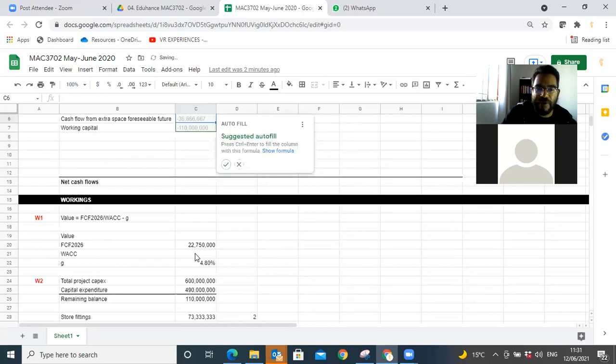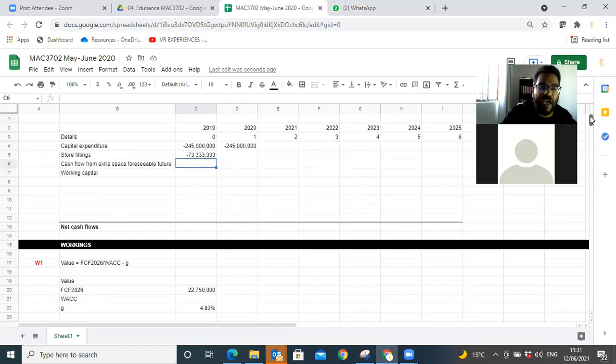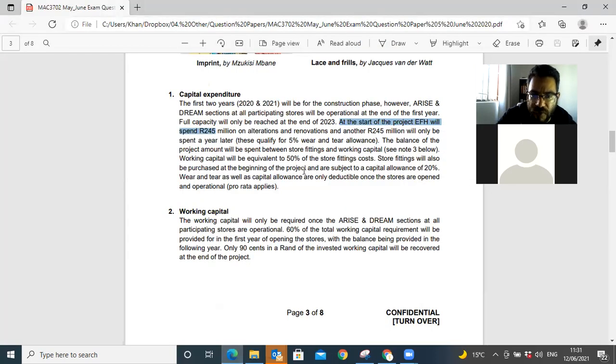So it happened at the start of 2020. It can't be in the 2020 column because 2020 represents the end of 2020. So therefore, we have it at the beginning of 2021. I just want to make sure it is the start of 2020. Okay, store fittings will also be purchased at the start of the project. The start of the project is 2020. So at the start of 2020, we put it in the 2021 financial year.